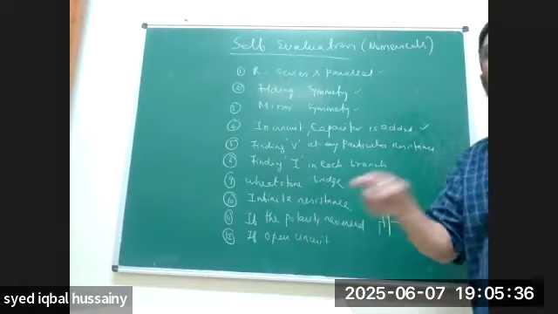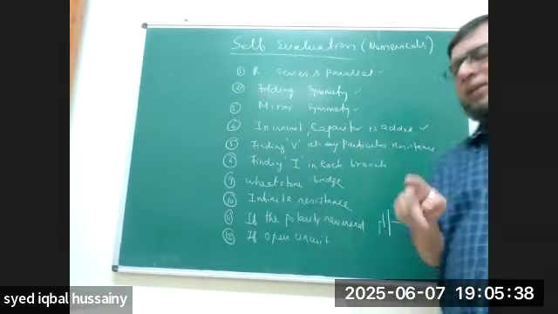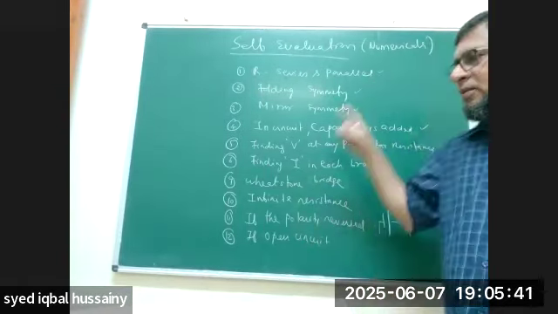Then if the circuit is open or closed, closed circuit, open circuit. So two types of circuit are there. If an open circuit is given, how to solve? So all the topics, you first note down.